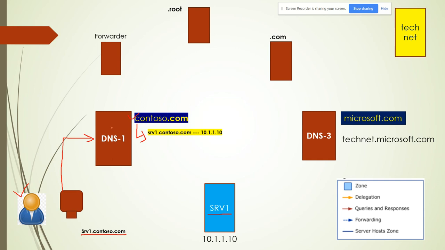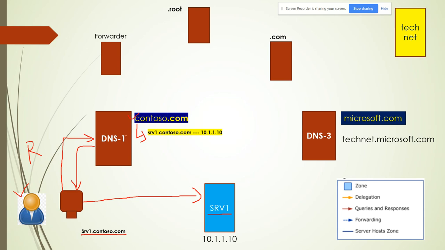What happens? This DNS server will respond to the client with this IP address, and now the client will communicate with this server. So this is the very simple process of name resolution. And do you know, once the client makes a request, what kind of query is this? This is the recursive query. And once it finds the answer from the primary DNS server, this answer is known as an authoritative answer.